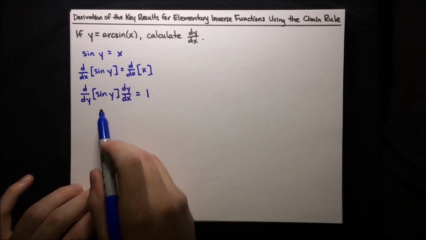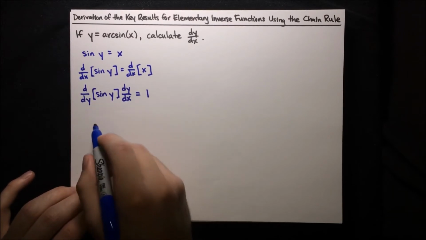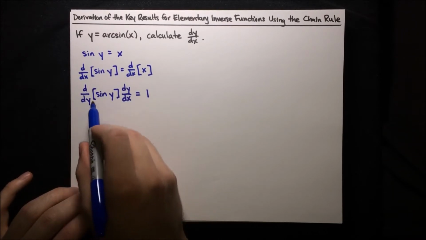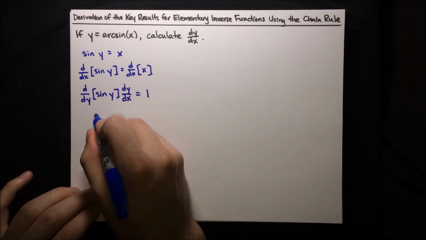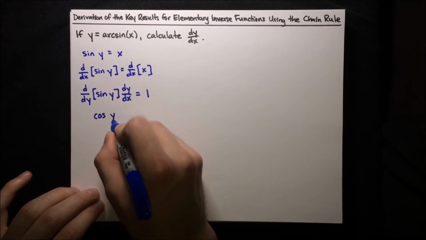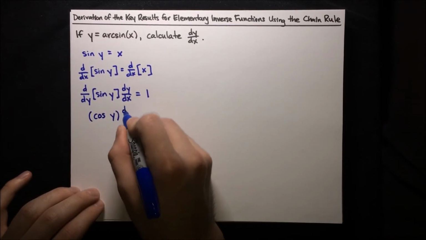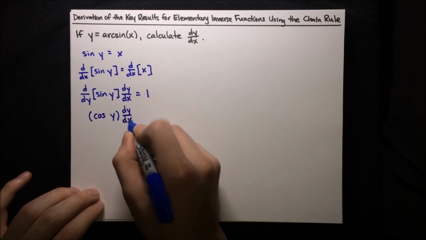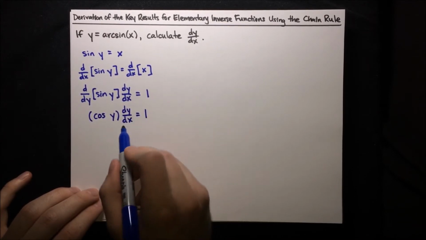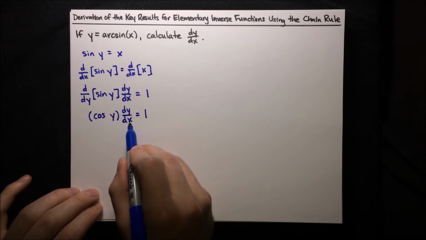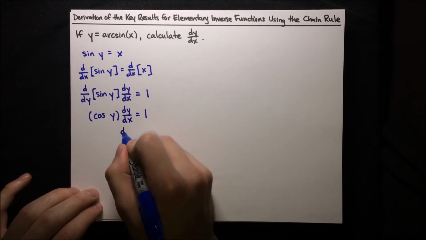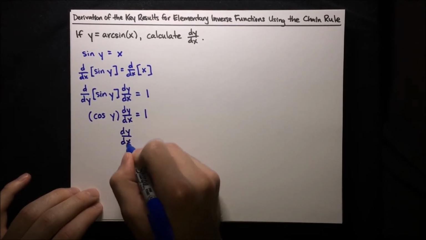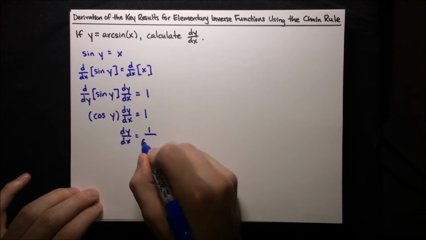Now, revisiting the left-hand side, that's easier to differentiate now that we've applied the chain rule. So d/dy of sine y, that's just cos y. So cos y times dy/dx equals 1. And then we can solve for dy/dx by just dividing by cos y. So dy/dx is just 1 over cos y.